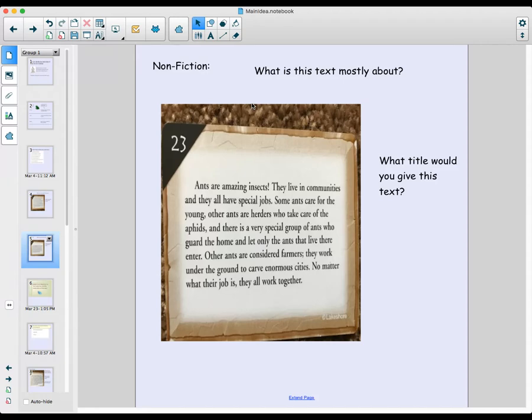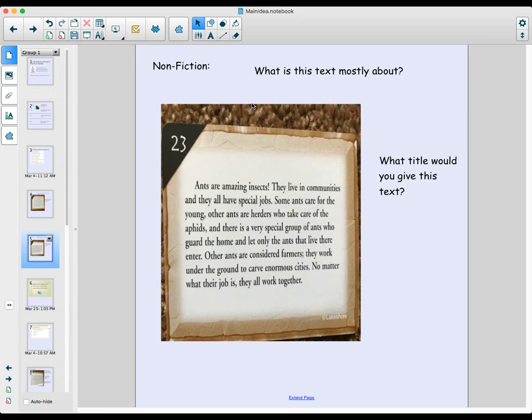Ants are amazing insects. They live in communities and they all have special jobs. Some ants care for the young. Other ants are herders who take care of the aphids. And there's a very special group of ants who guard the home and let only the ants that live there enter. Other ants are considered farmers. They work under the ground to carve enormous cities. No matter what their job is, they all work together. All right, pause if you need to.